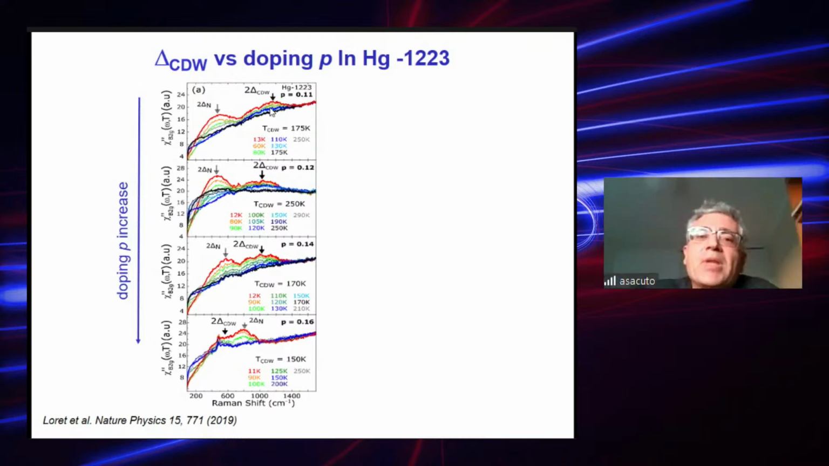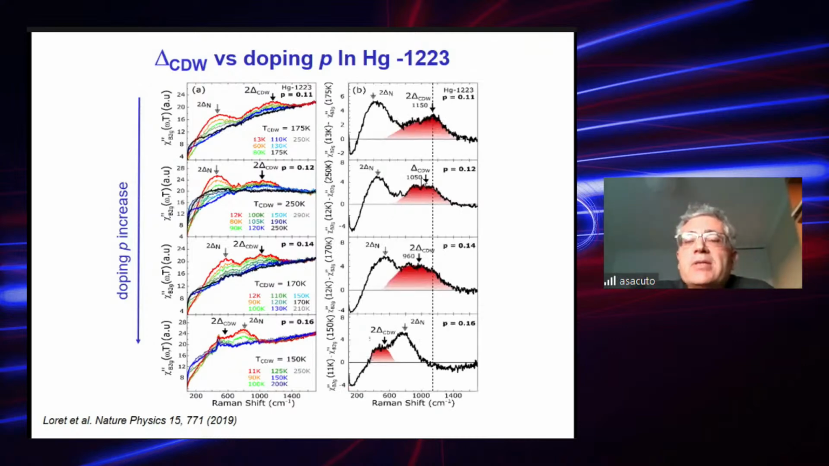So, this is the energy of the charge density wave here. And of course, we can see it more clearly if we make the subtraction between the Raman spectra at the lowest temperature and the Raman spectra just at the transition temperature of the charge density wave. So here we get this maximum. We see that it decreases in energy, but we are a little bit bothered here by the signal of the superconducting gap, as you can see.